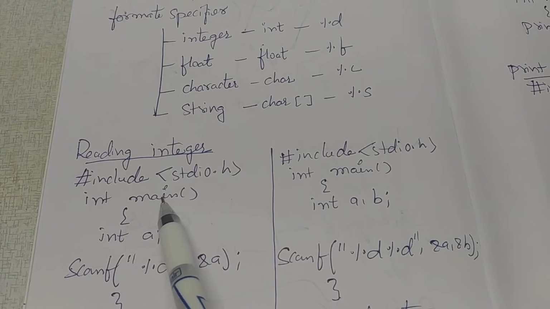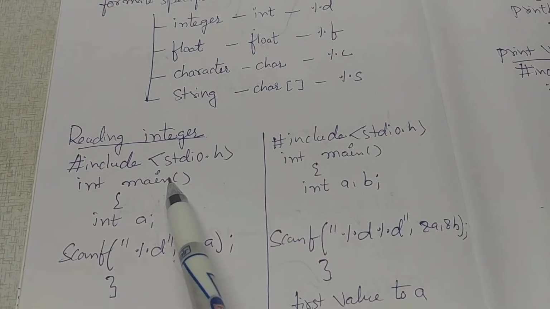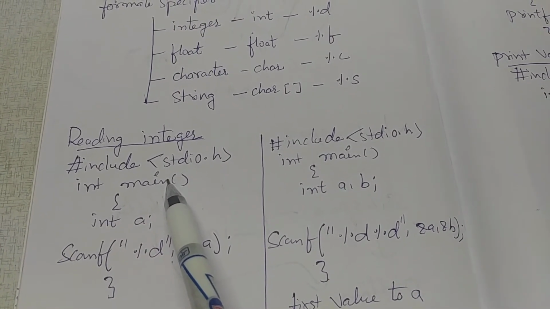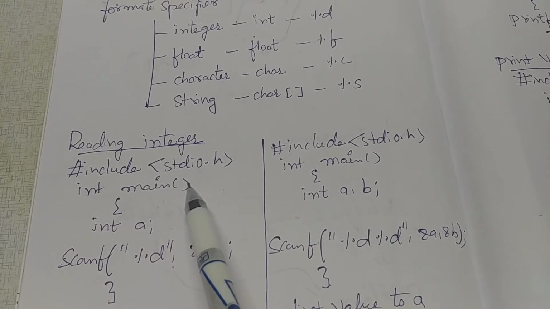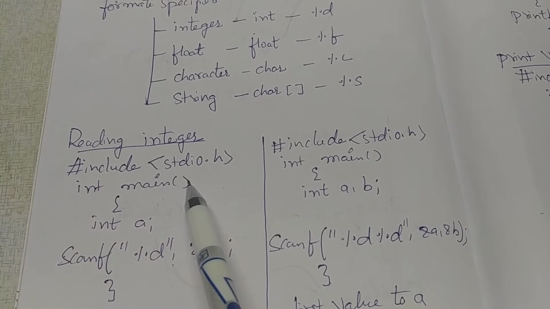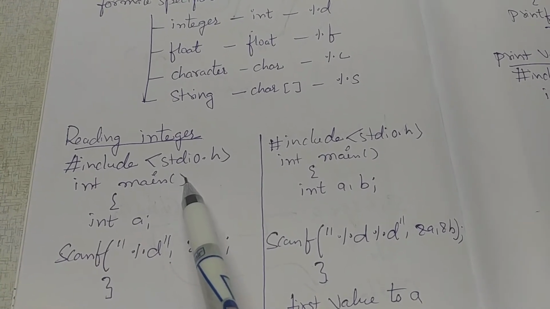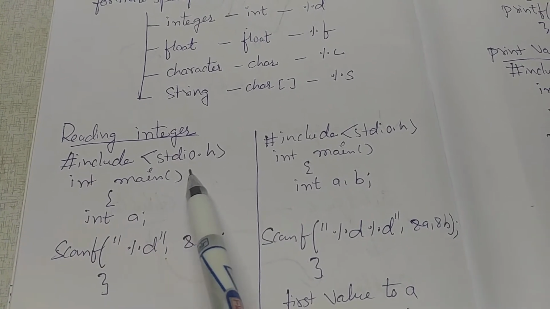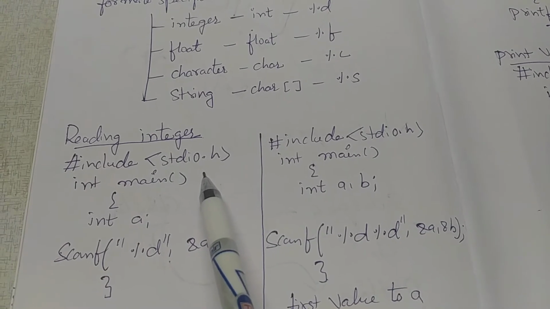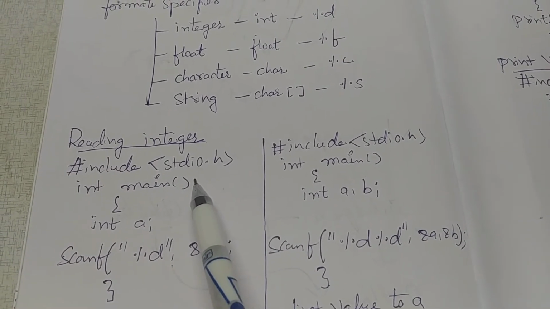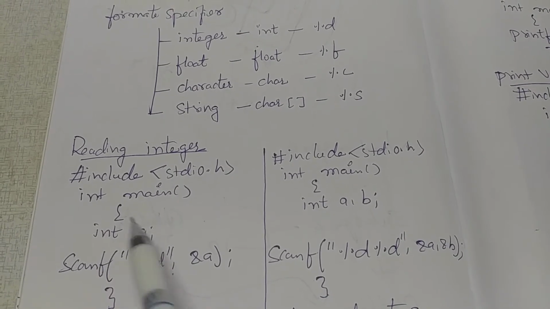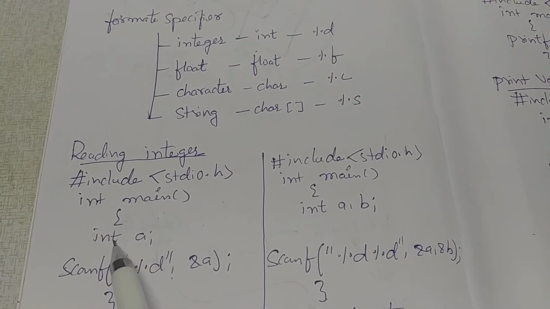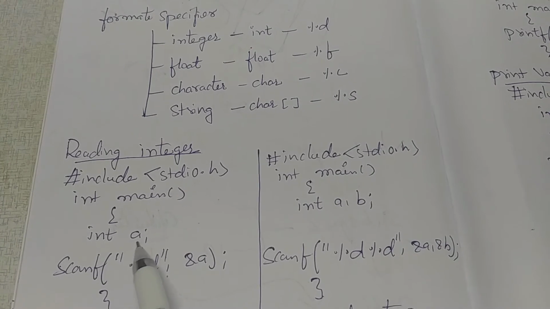Next is int main. Main is the heart of the C program, and the main function is the line where program execution will start. That means the main function will tell the system that this is the starting point of a program. Now our question is to read a single integer. So here it is int a. Int is a keyword we use whenever we are going to use an integer number.